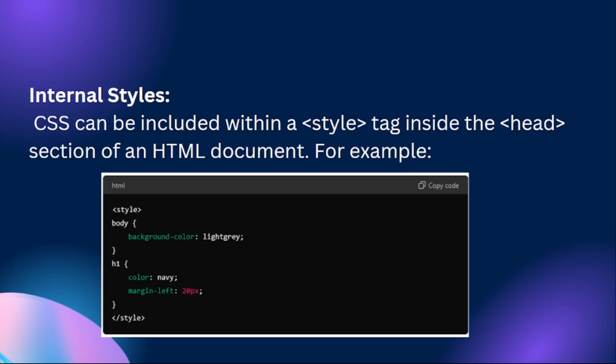The next is internal styles. CSS can be included within a style tag inside the head section of an HTML document. So the CSS which is applied inside the head tag of the HTML in the style tag is known as the internal CSS. And in the syntax, we can see here there is one starting tag and one closing tag, in which we have applied body color light gray, and properties of CSS on H1, that is color navy, and margin left 20 pixels.